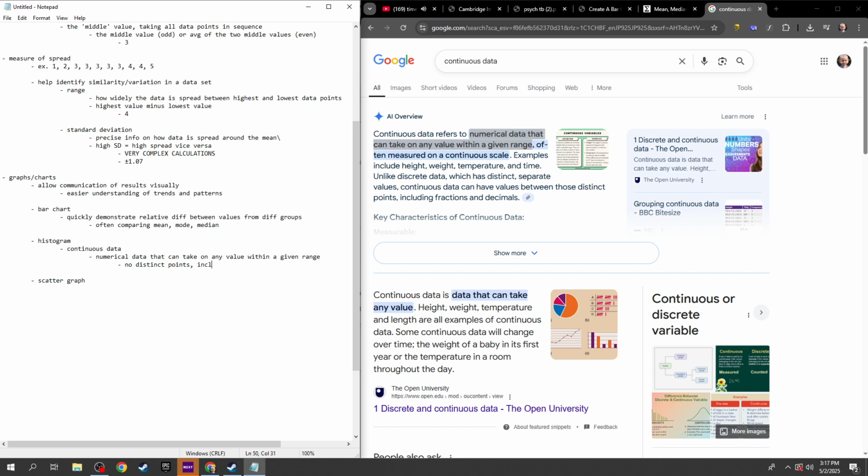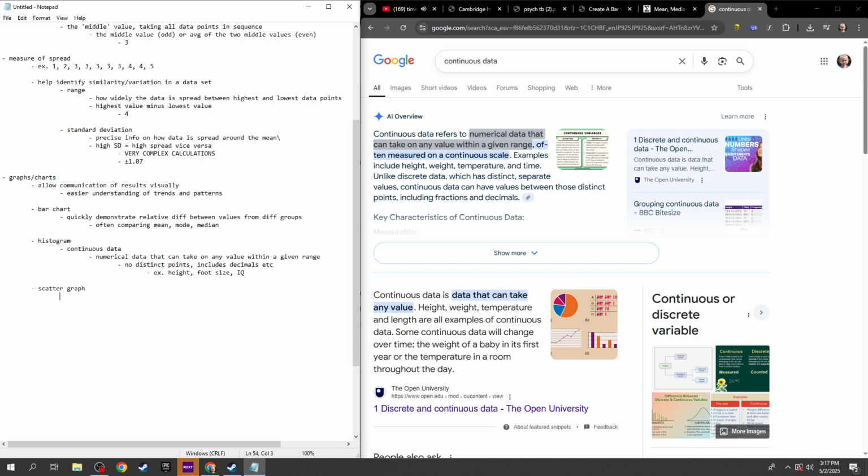Points includes fractions, etc. So an example would be height, or foot size, or IQ or something like that.